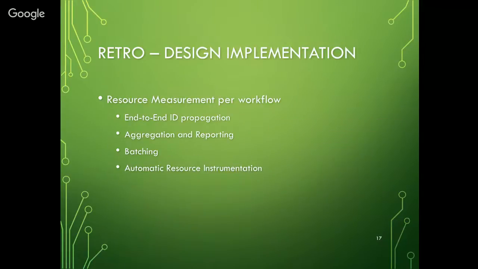So the design implementation, we're going to look at 4 items which have to do with resource measurement for workflow. So the first one is end-to-end ID propagation. What this means is that when a request is started, Retro would produce a workflow ID, which will keep a consistent and unique ID by storing it in a thread local variable. So once this request is completed, Retro removes its association with the workflow ID in specific.